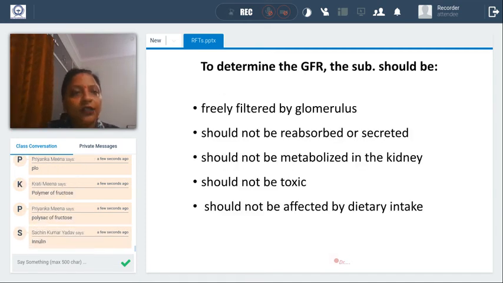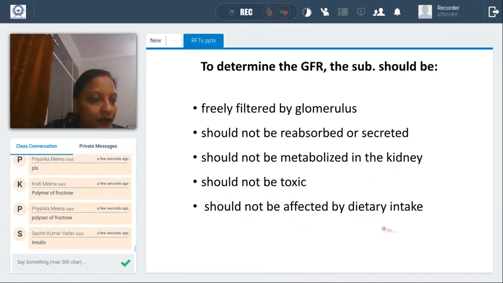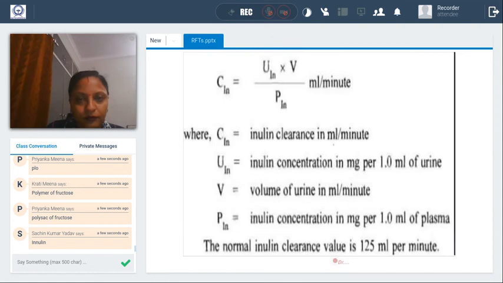To determine the GFR, the substance should be freely filtered by the glomerulus, and should not be reabsorbed or secreted. If it is reabsorbed or secreted, it gives faulty results. So it is important. It should not be metabolized in the kidney, should not be toxic, and should not be affected by dietary intake.